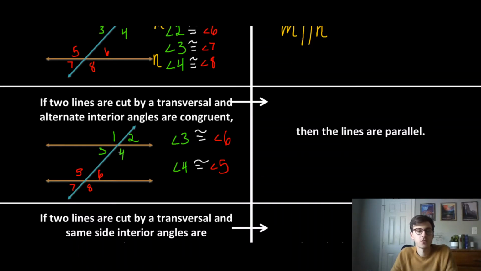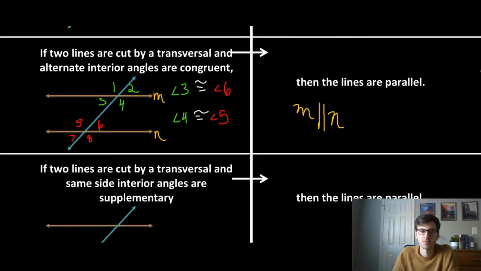If you think about this, 3 is supplementary to 4 and 5 is supplementary to 6. So if 3 and 6 are congruent, then 4 and 5 are also going to be congruent. So you only need to know one of these. Again, you only need one pair. Then the lines are parallel. So again, we'll call it M and N. So M is parallel to N. Just imagine those are cursive. Use your imagination with me.